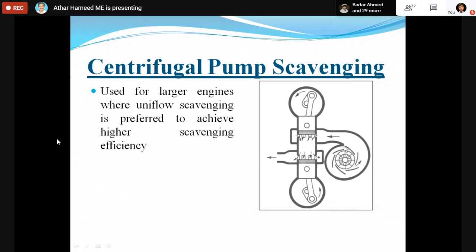This is the centrifugal pump. This is pressurizing the fresh charge, moving it through the ports inside it, and it is uniflow. This is the inlet inside the chamber, and this is the exhaust.